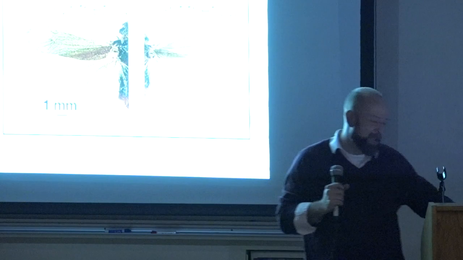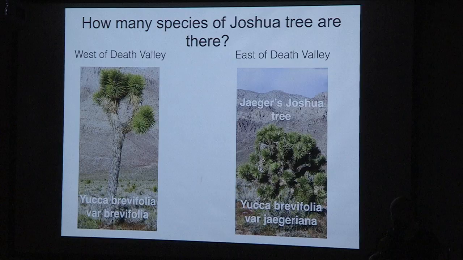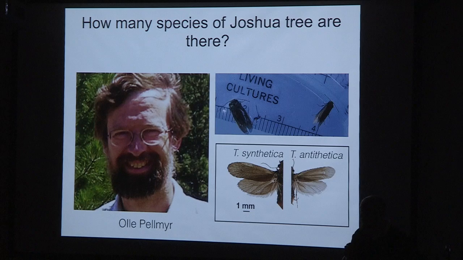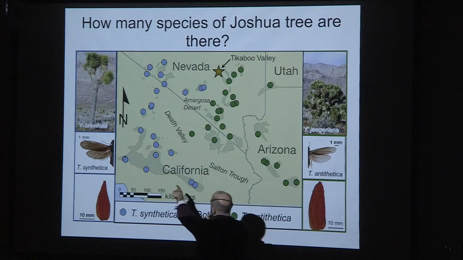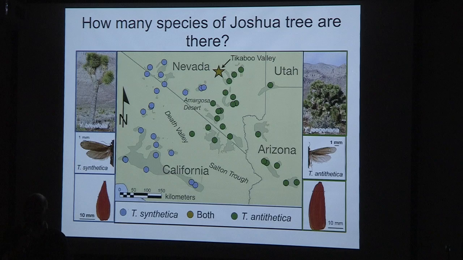Okay, so just to connect us back to what we're talking about, we've got these two varieties of Joshua tree. Ulle says, you know what, there's actually two kinds of moth. And it turns out that one of my first jobs when I went to work for Ulle was to drive around through the desert and go to all the places where Joshua trees occur. This kind of lovely camo green, that's where the Joshua trees grow. And to go to all those spots and collect moths.